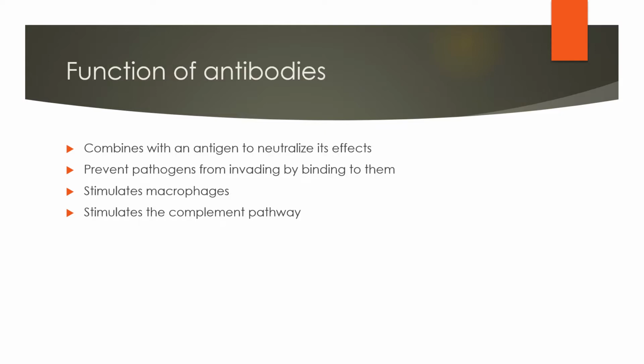So an antibody is a protein found in body fluids. They combine with an antigen in order to neutralize bacterial toxins or viruses. Generally, antibodies are all similar in nature except for a small region at the tip of the protein, which is extremely variable. Each of these variants can bind to a different antigen. Antibodies contribute to immunity in three ways. They prevent pathogens from invading by binding to them. They stimulate macrophages and stimulate the complement pathway.